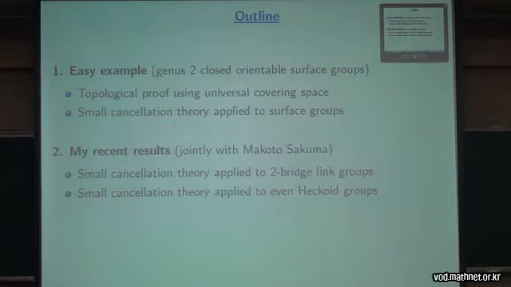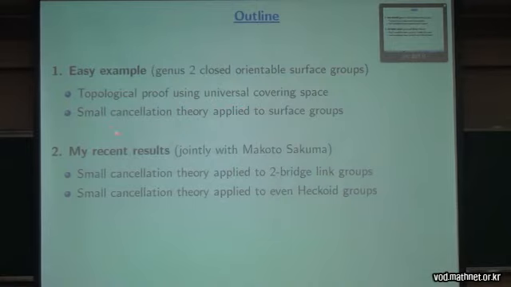To help your understanding better about what small cancellation theory is and how the theory can be applied, let me first show you an easy example, but interesting, concerning genus 2 closed orientable surface groups. And after that, I'm going to discuss some of my recent results about 2 bridge link groups and even Hecoid groups, which is joint work with Makoto Sakuma.